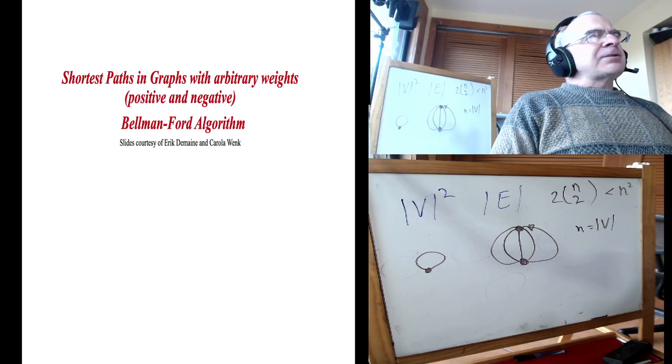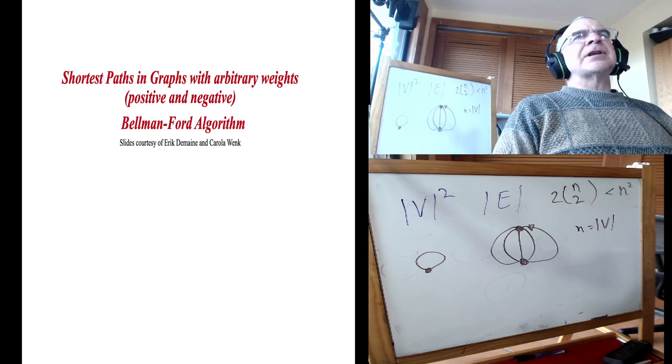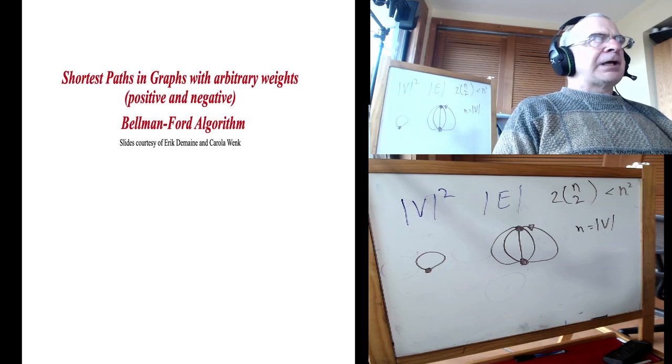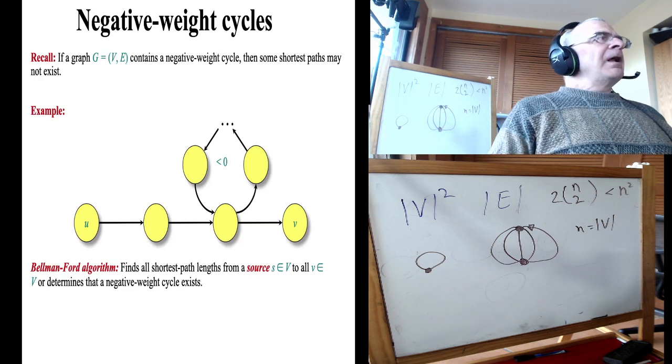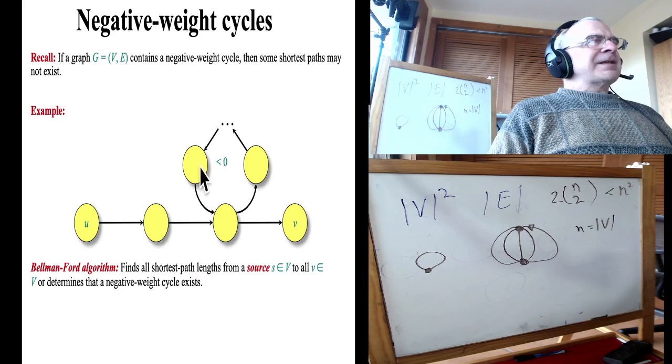Okay, let's talk about the Bellman-Ford algorithm. As I said, I think that conceptually Bellman-Ford is much simpler than Dijkstra, so I will teach it first. Let me remind everybody what a negative cycle is. A negative cycle is a cycle in a directed graph where the sum of weights of edges is less than 0.